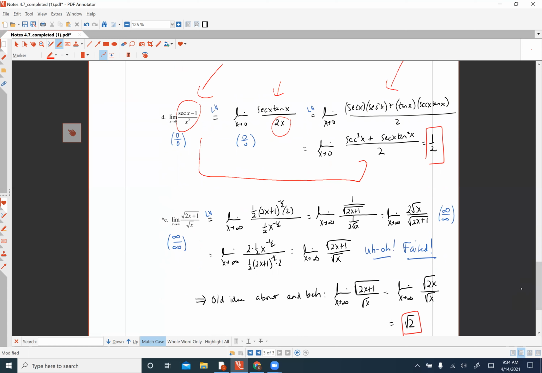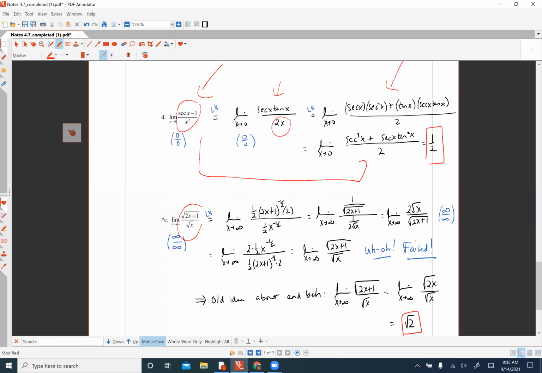So anyway, the only bad news is that L'Hopital's rule maybe isn't always our friend, most of the time. Okay, but let's look at this interesting problem right here. Students, we're going to take the limit as x goes to infinity of the square root of 2x plus 1 over the square root of x. The degrees of the numerator and the denominator are 1/2. So basically, we get the limit is the square root of 2 over the square root of 1.